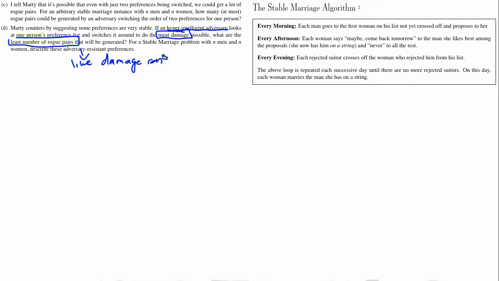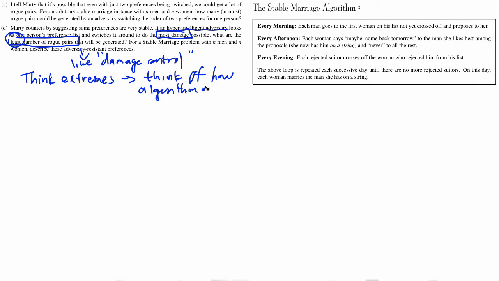So, therefore, we should think of extremes here with the least. So, think extremes, which leads to thinking of how the algorithm can be exploited. And an important note about the stable marriage algorithm is that it's male optimal and female pessimal.